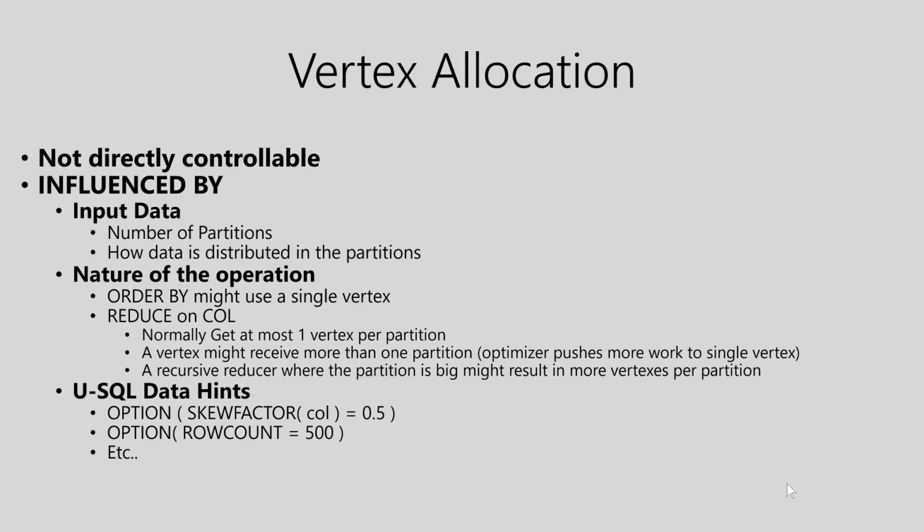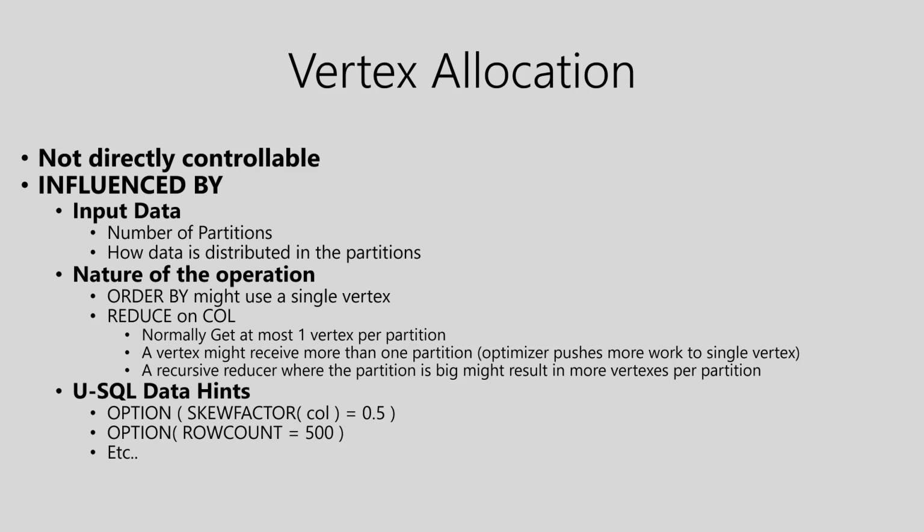Okay, and I mentioned before about vertex allocation, meaning how many vertices are in the job or by stage. Again, it's not directly controllable. The three things that are going to influence it are, first, how big your data is, the size, as well as how it's partitioned. That's why you should really pay attention to U-SQL tables and how you distribute and partition the data. It has a dramatic impact on performance, especially as your data size grows.